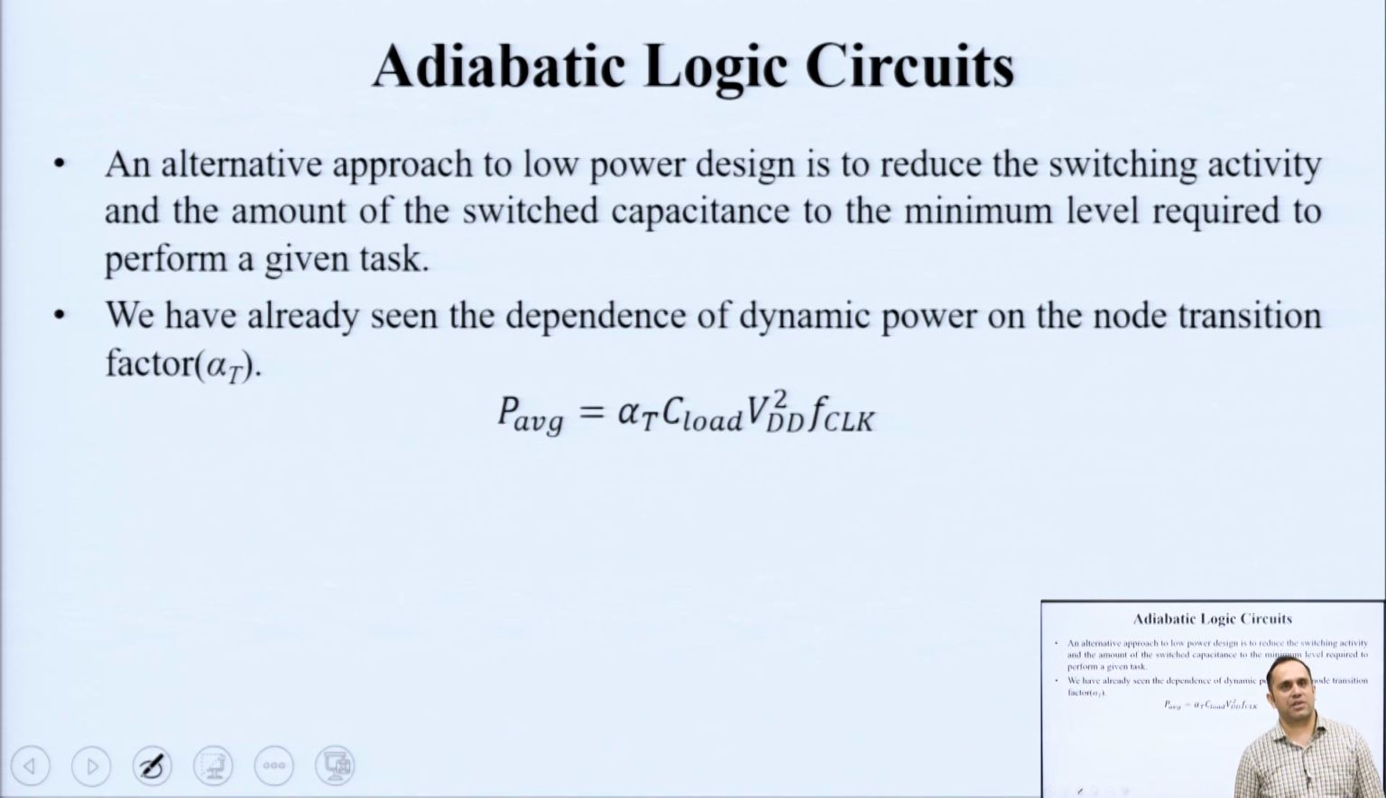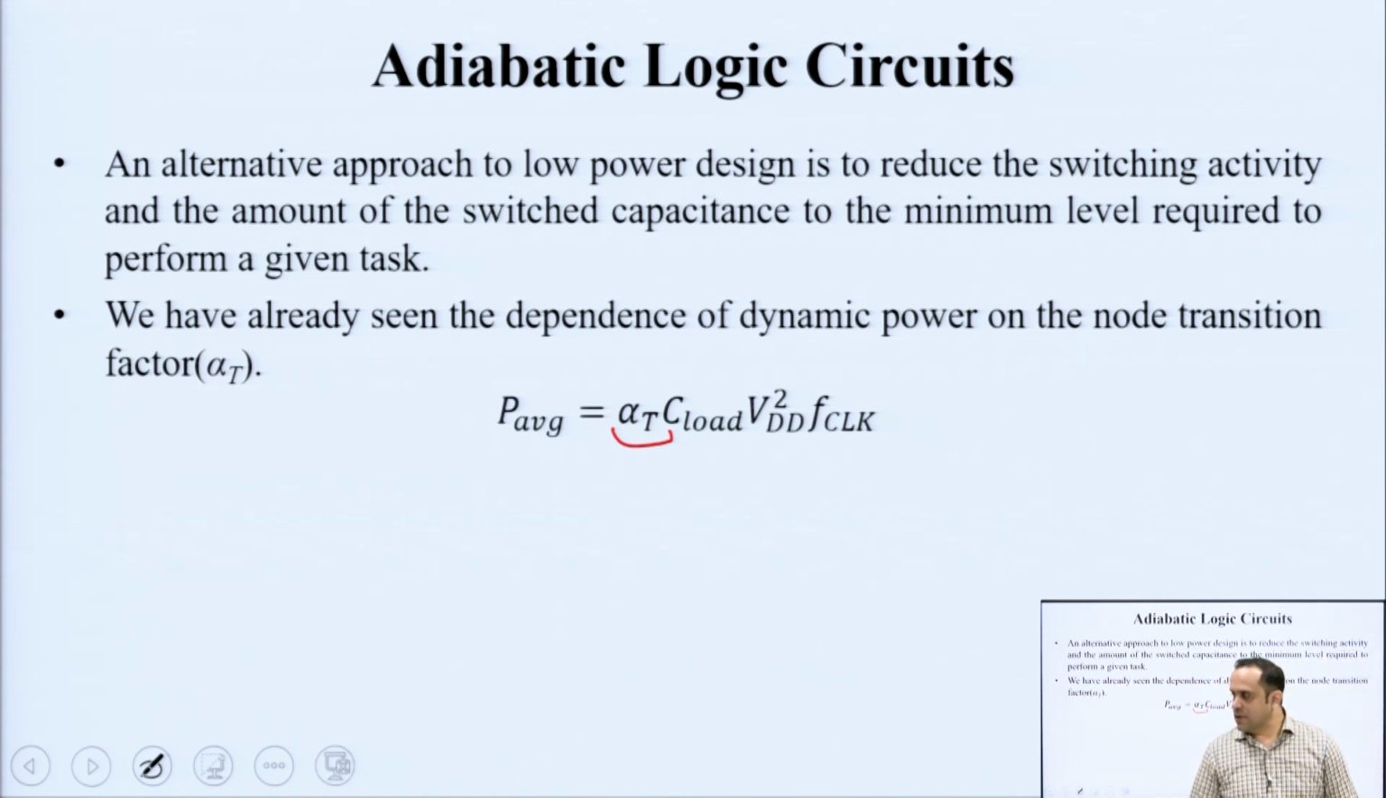So, we already know how average power depends on parameters like load capacitance, clock frequency, square of supply voltage, and there is one more parameter which is known as alpha t. This is nothing but the node transition factor. So, if your switching takes place in one clock cycle, alpha t is 1, but if it takes multiple clock cycles for one switching exercise to take place, then alpha t starts to increase. For n number of clock cycles, alpha t starts to increase. Right. So, it basically measures how many cycles of switching are required for one particular designed operation to take place. Right.